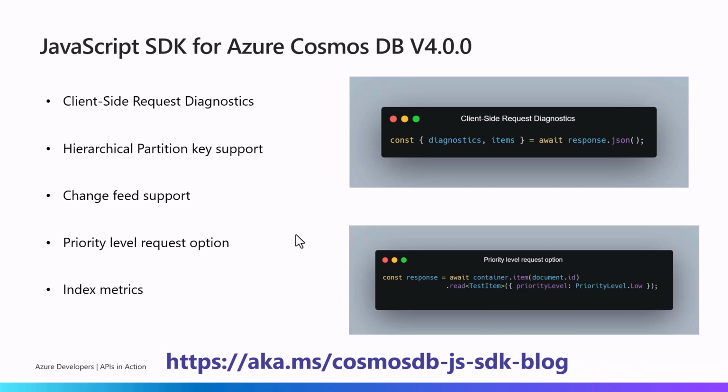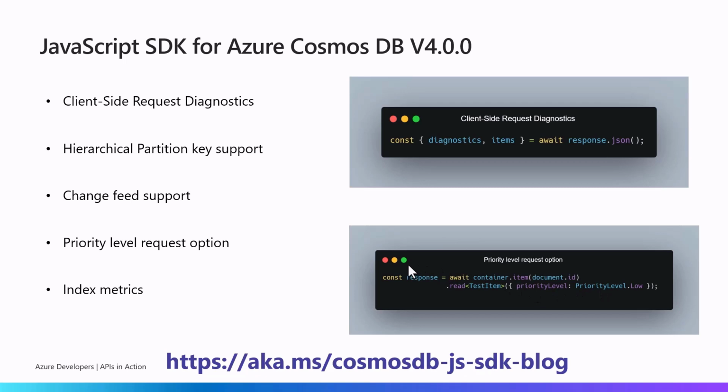We also support the ability to set the priority level for your request. This ensures that low priority requests are throttled before the high priority requests when the throughput limits are reached. So this is a handy feature. You just need to configure the throughput level with the options that are provided.